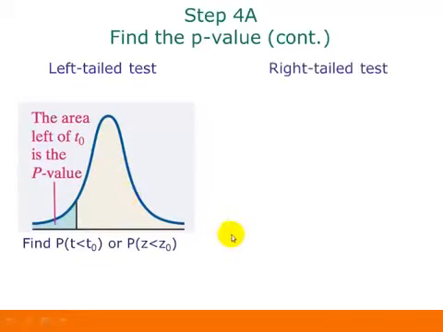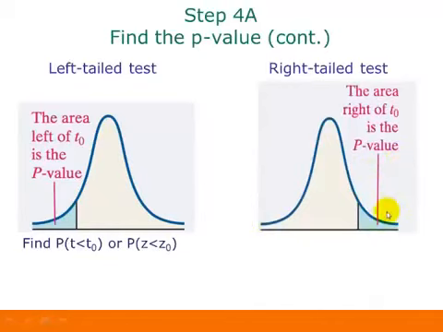Now if we have a right-tailed test, we have the opposite situation. Then we have our test statistic over here, and we're going to shade to the right of it, and then we want to find the area in that tail. So we're finding the probability either that t is greater than this number or that z is greater than this number, depending on which distribution we're using.